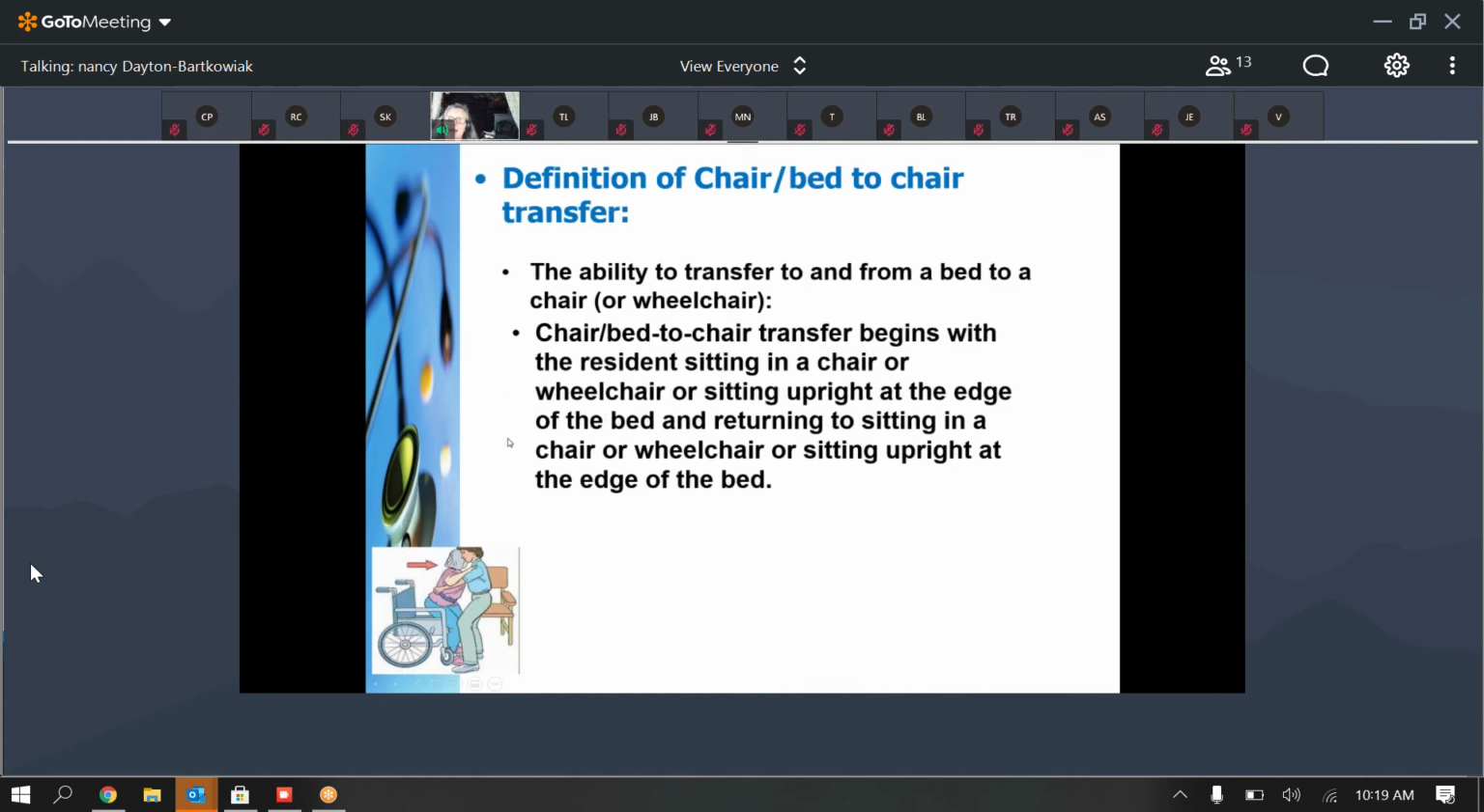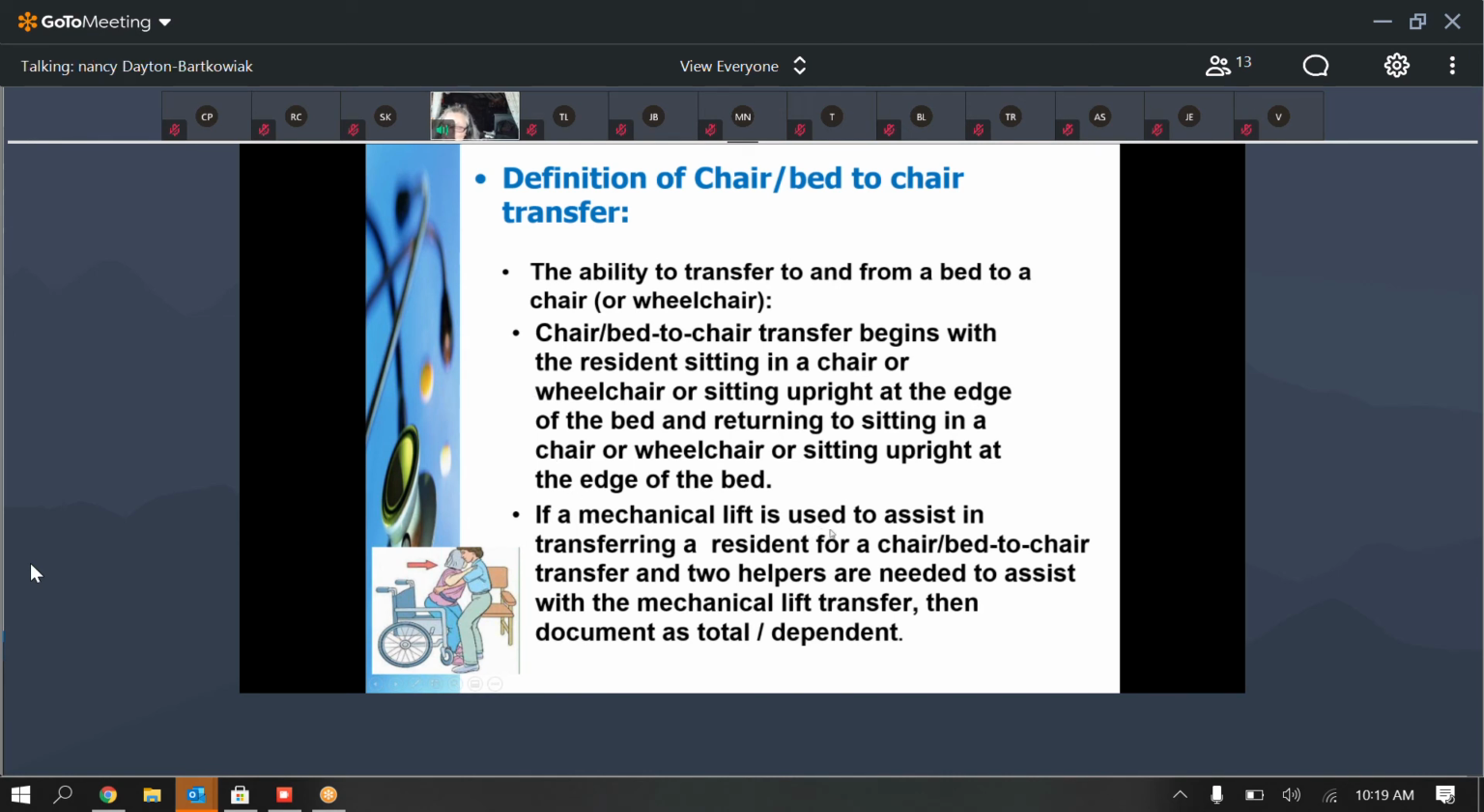Definition of chair to bed and bed to chair transfers is the ability to transfer to and from a bed to a chair or a wheelchair. Chair to bed, bed to chair transfer begins with the resident sitting in a chair or wheelchair or sitting upright at the edge of the bed and returning to a sitting position in a chair or wheelchair or sitting upright at the edge of the bed. That's a lot, isn't it?